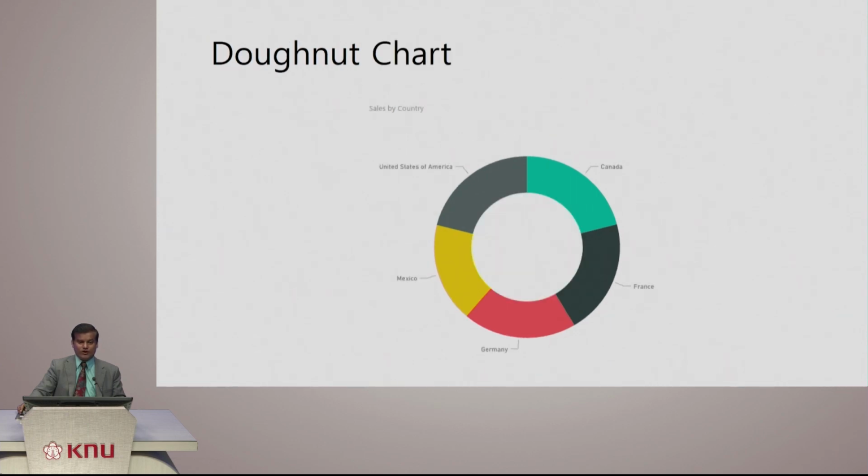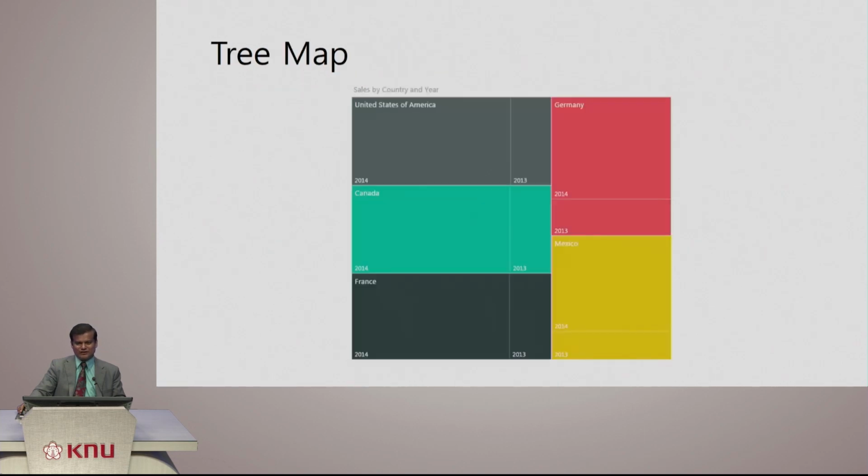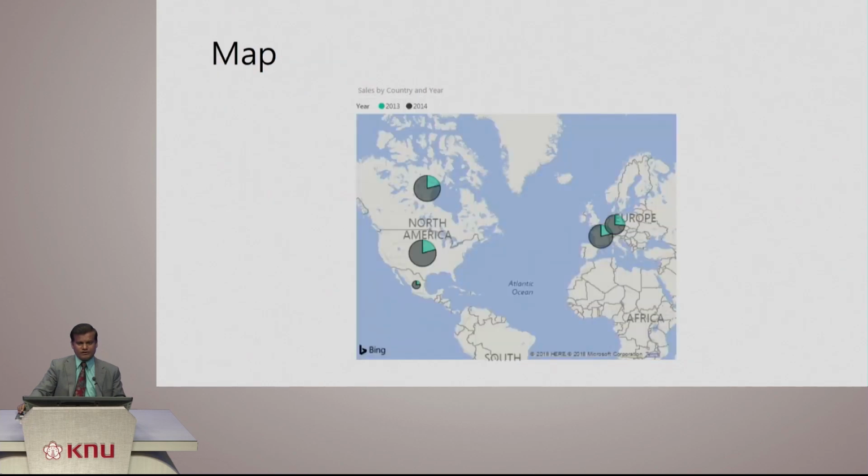Again, the donut charts, looks like a donut. Tree map also shows us a different view of partitions and the area covered by different countries. Okay, this is a map. So this is another advantage of using Power BI.